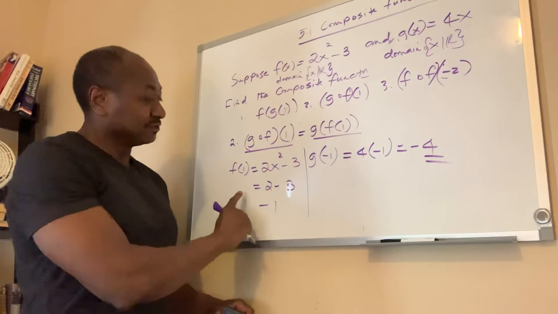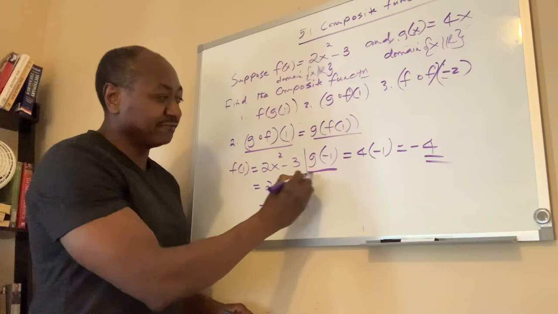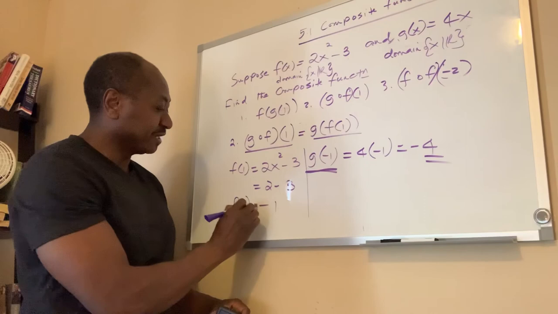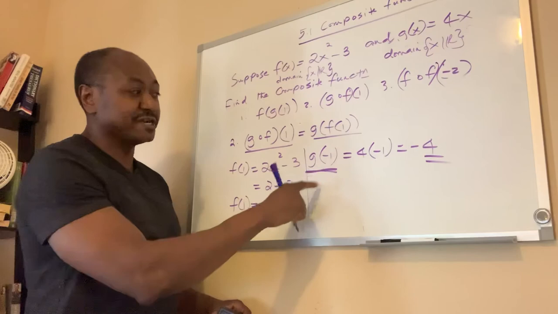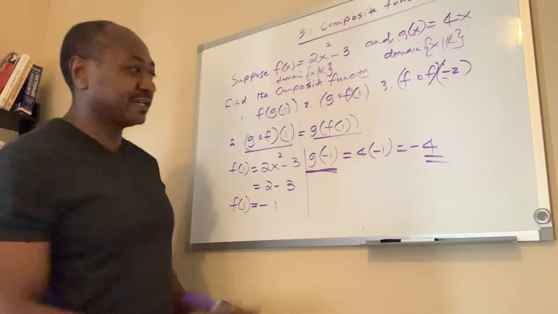So f of 1 gave you negative 1. You go back to your original function. Now you are going to evaluate this because f of 1 gave you negative 1. Okay. So you substitute negative 1 here. Anywhere in that function you see x, you replace it by negative 1. And then you solve for this. Okay. So the solution now is that.